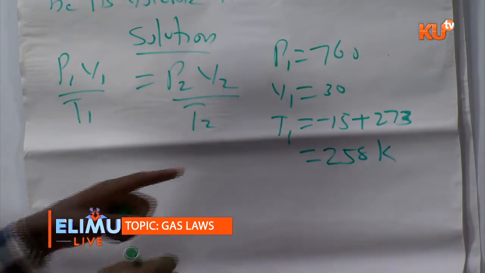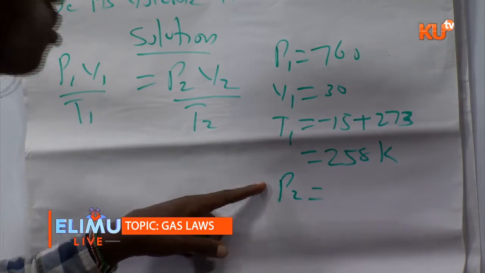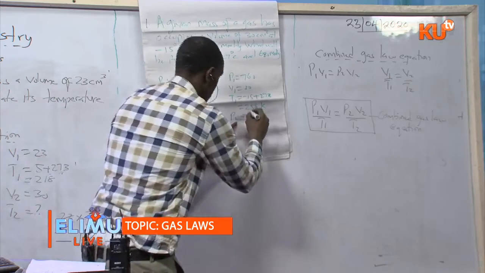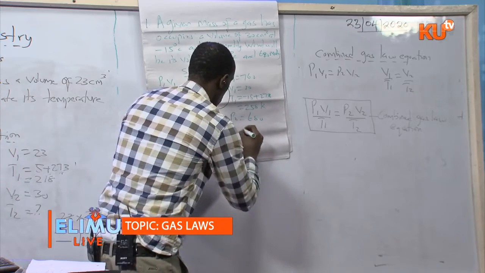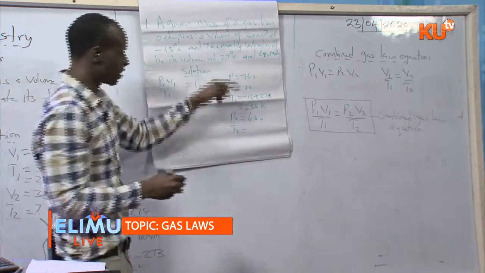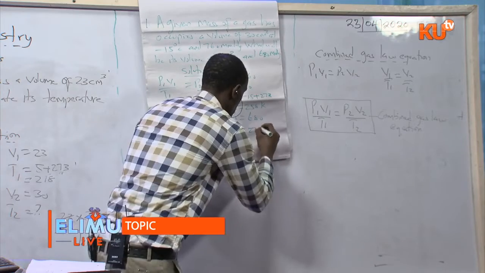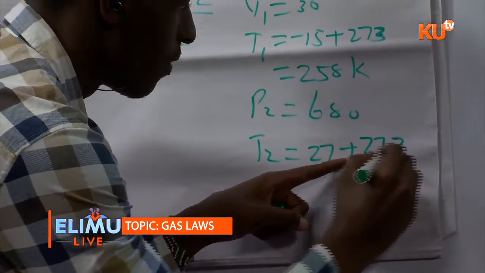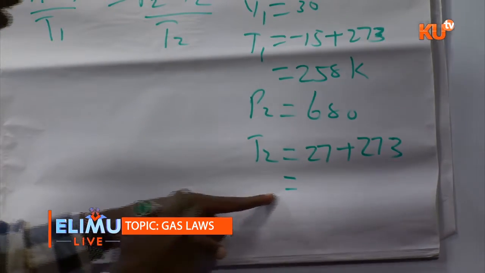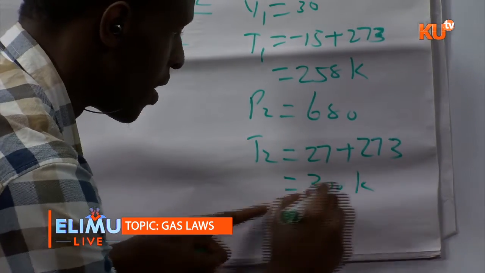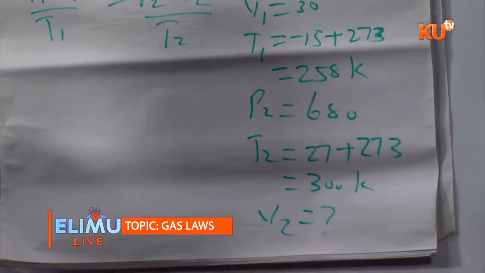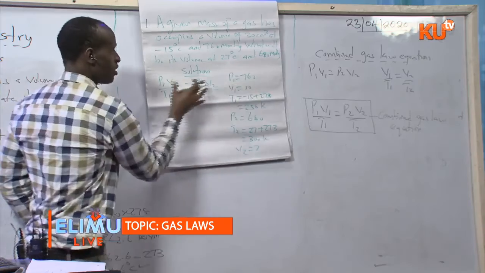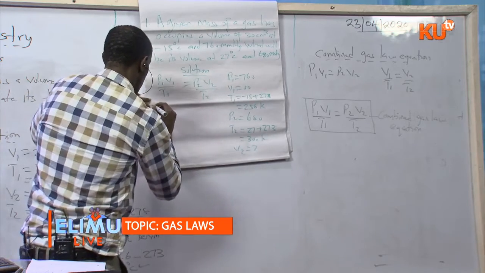Let's identify our P2. Pressure is 680. What's our T2? 27 degrees, which we have to add plus 273 to turn it to Kelvin. That should give you 300 Kelvin. V2, that's what you have been told to calculate. So now substitute this in this formula.